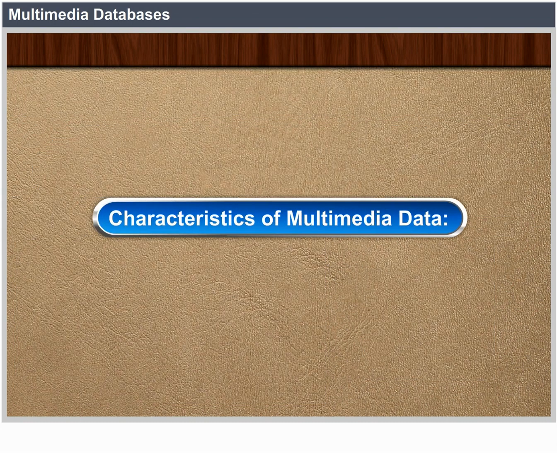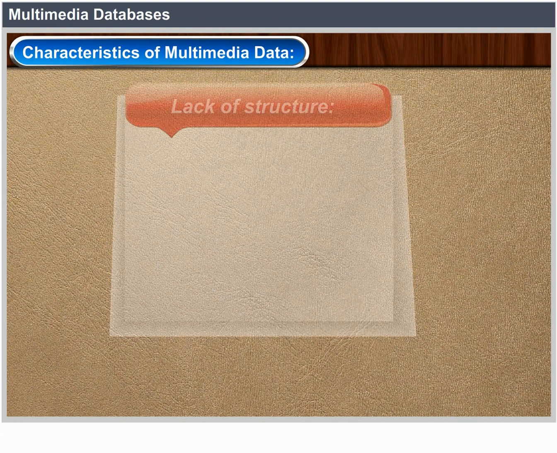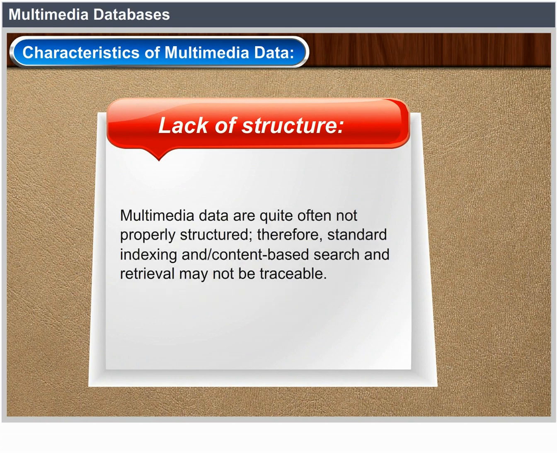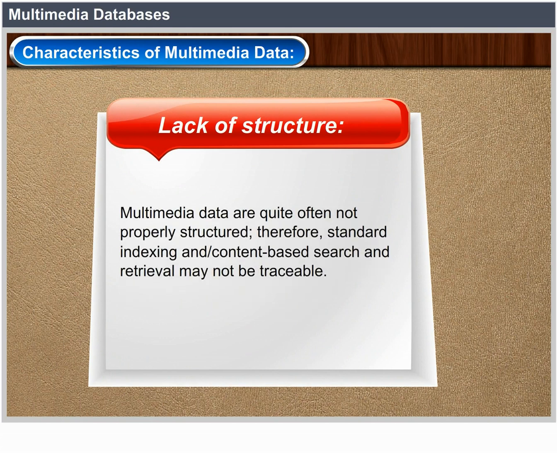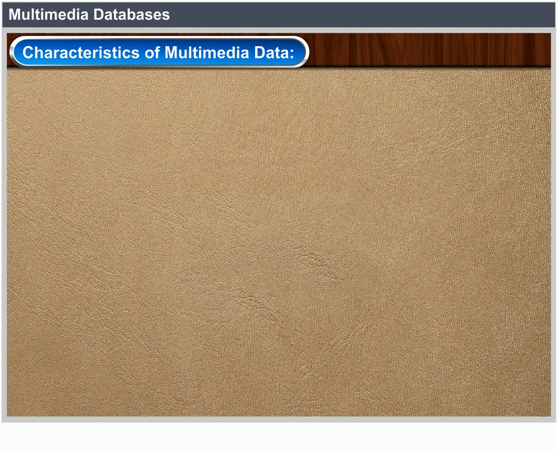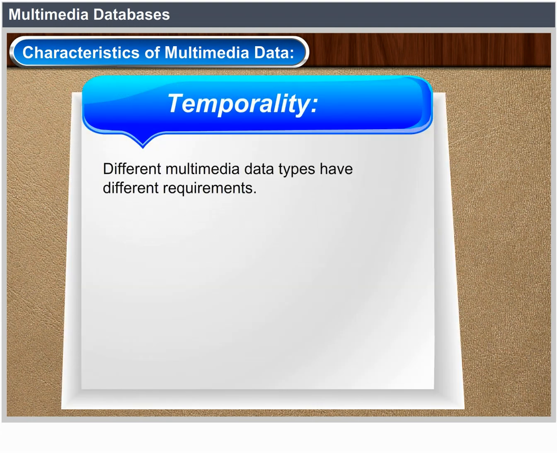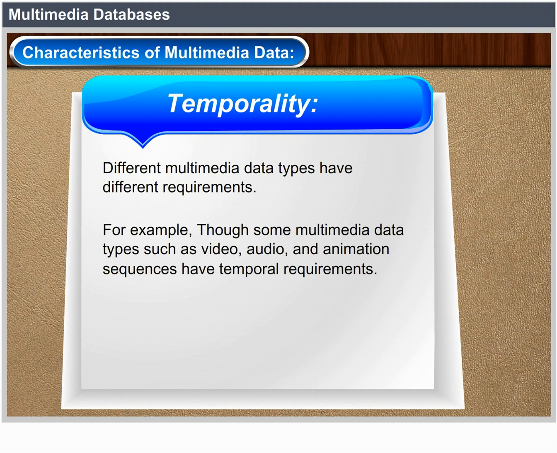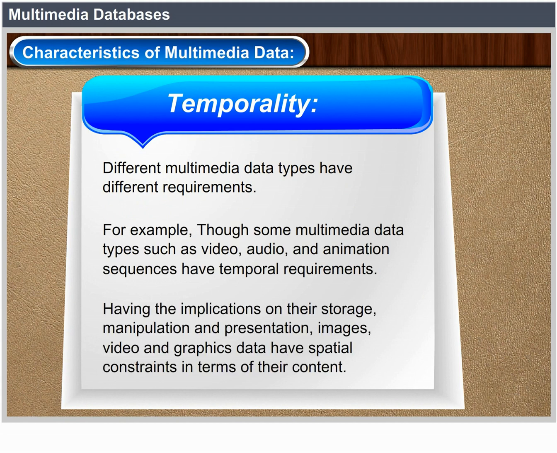Characteristics of multimedia data. Lack of structure. Multimedia data often are not quite structured. Therefore, standard indexing and content-based search and retrieval may not be available. Temporality. Different multimedia data types have different requirements. For example, some multimedia data types such as video, audio, and animation sequences have temporal requirements that have implications on their storage, manipulation, and presentation, but images, video, and graphics data have spatial constraints in terms of their content.